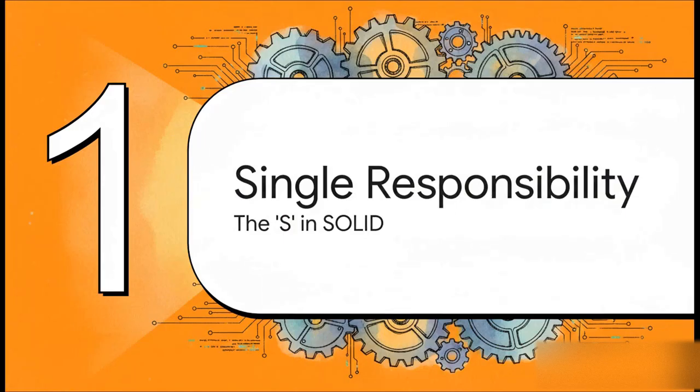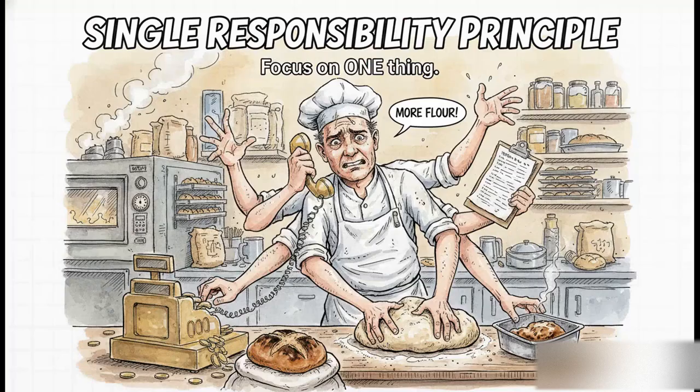All right, first up is S for the single responsibility principle. And the idea here is actually really simple. Just do one thing and do it well. It's all about giving every single piece of your code one clear purpose. To make this concrete, imagine a baker. But this baker has to do everything. They bake the bread, they manage the inventory, they order the flour, and they work the cash register.